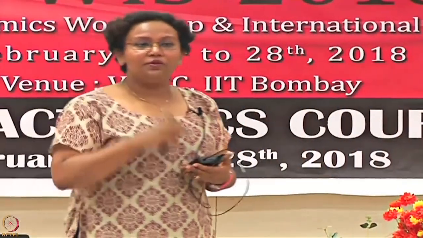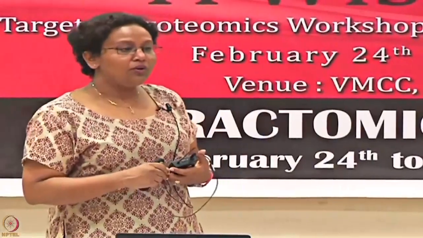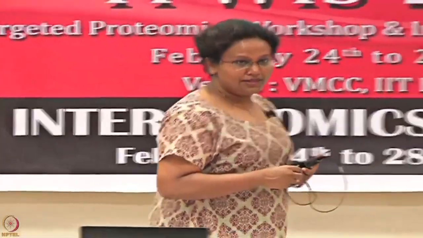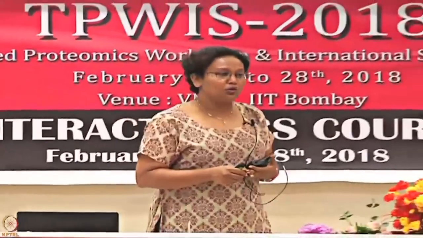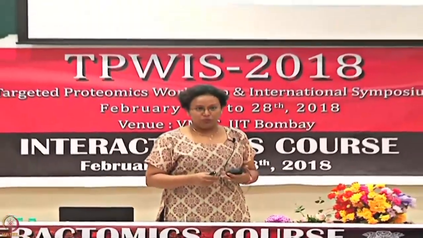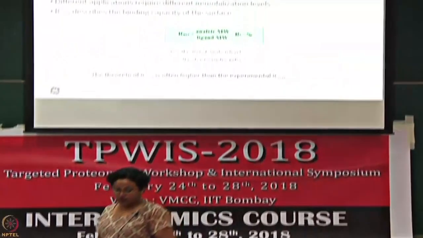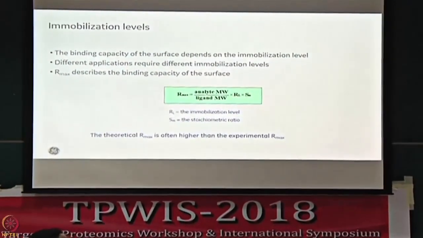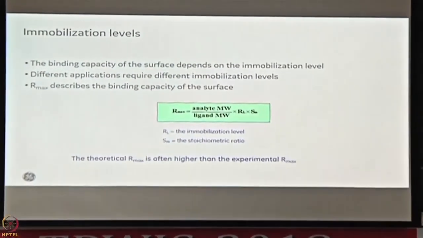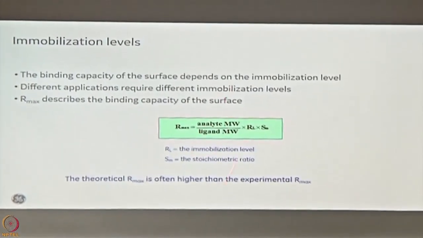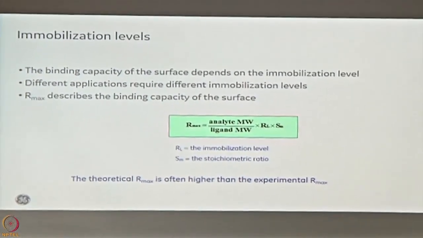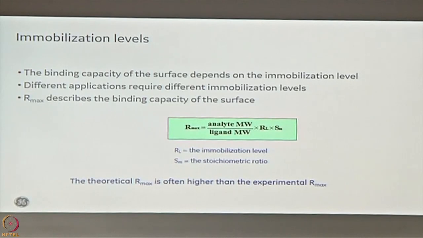Now I think somebody was asking about the immobilization level. So how do we find out the immobilization level in Biacore terms, and how much should we immobilize when we are doing a Biacore assay? So we have this formula which we call, it's kind of like a Vedvakya in Biacore.